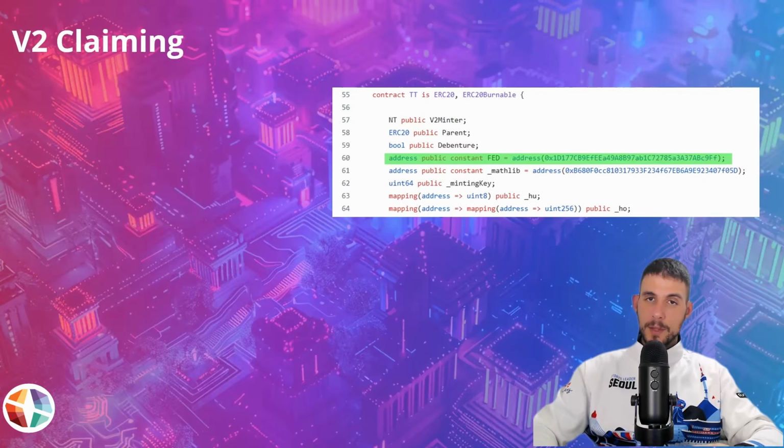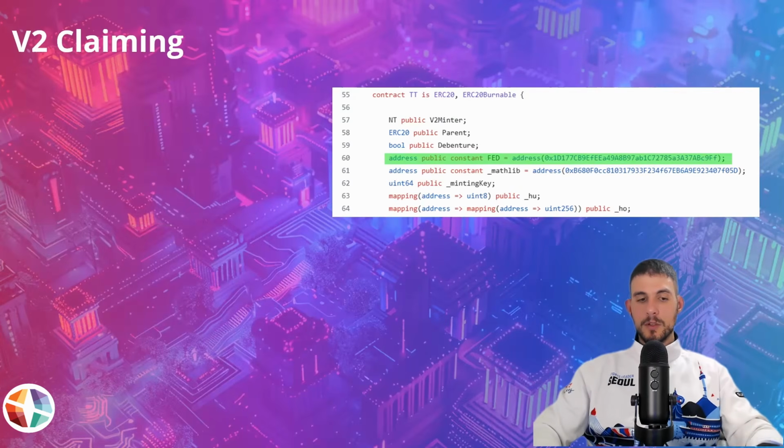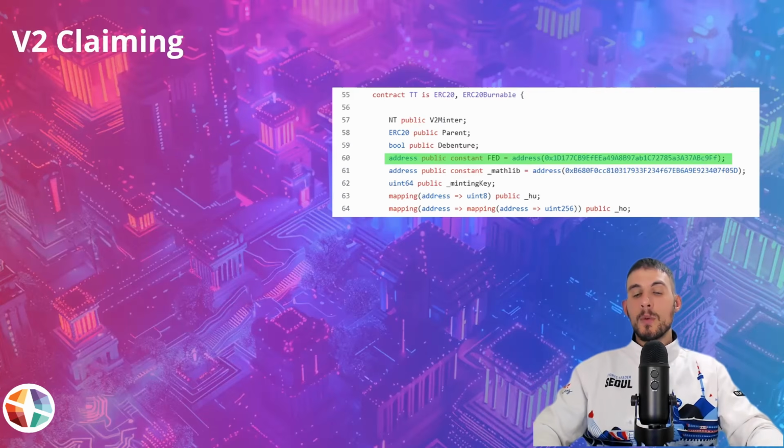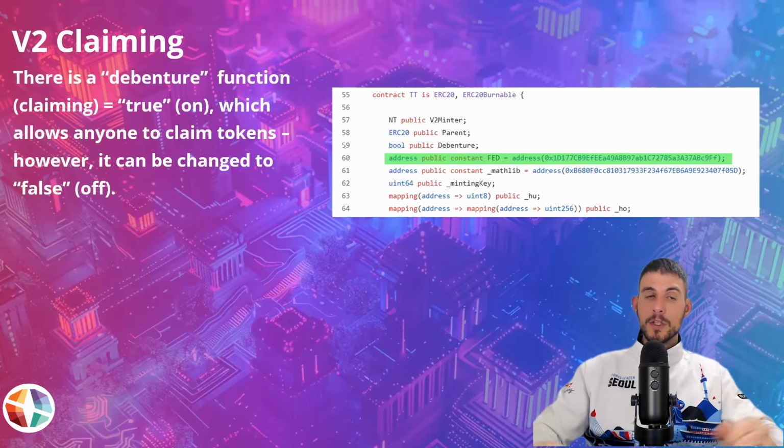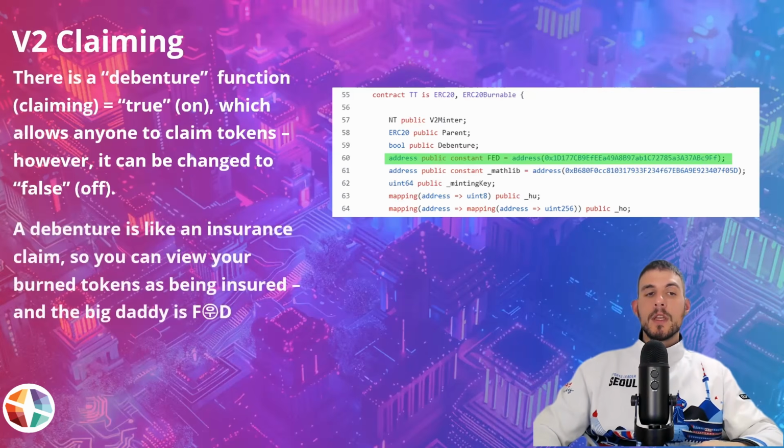So the V2 claiming. This here is the contract code. And if you don't understand code, don't worry. I'm going to simplify this and dumb it down so hopefully anyone can understand, because I also don't fully understand code. There is a debenture function, which basically is the claim function. When it's true, in other words, when it's on, it allows anyone to claim tokens. However, it can be changed to false, which is off, by the contract creator. So a debenture is like an insurance claim. So you can view your burn tokens as being insured.